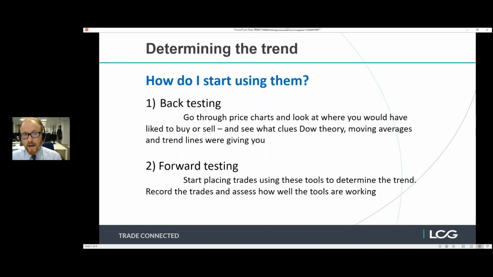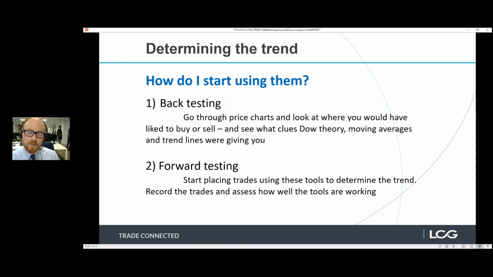So then finally, how do I start using these techniques? Well, it takes a bit of time and effort, but really the first step is back testing. I've gone through a bit of a back test for us live here, where I've looked at how these trend lines are working, how the breaks are working, how the moving averages are working. You need to go back through the price charts and look at where you would have liked to buy or sell, where the dips were, where the breakouts were, etc., and see what clues the Dow theory, the moving averages, and the trend lines were giving you.